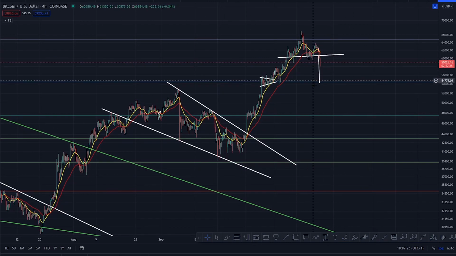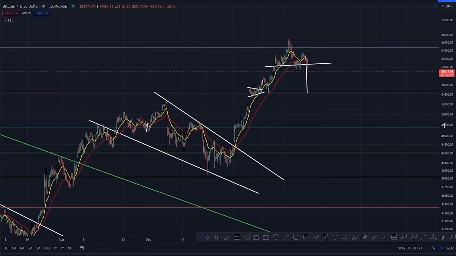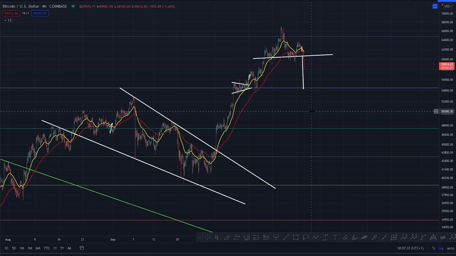So for me, technically, will we get down there? Will we get down there? Bitcoin is that strong. Will we actually get down to that technical target? That's something to think about, isn't it? Technical targets to the downside are not necessarily met, but impulsive moves are.